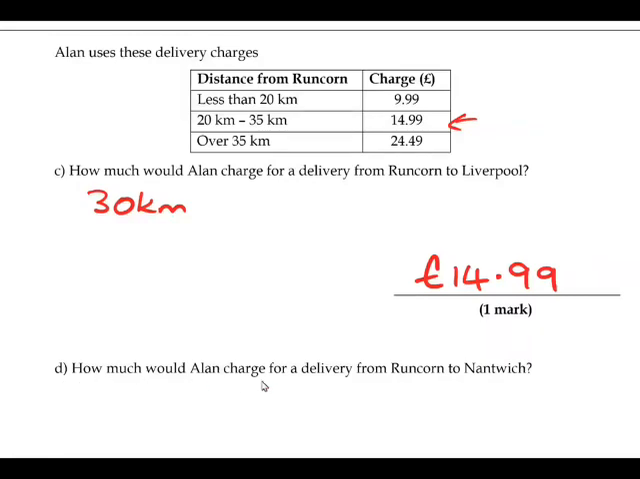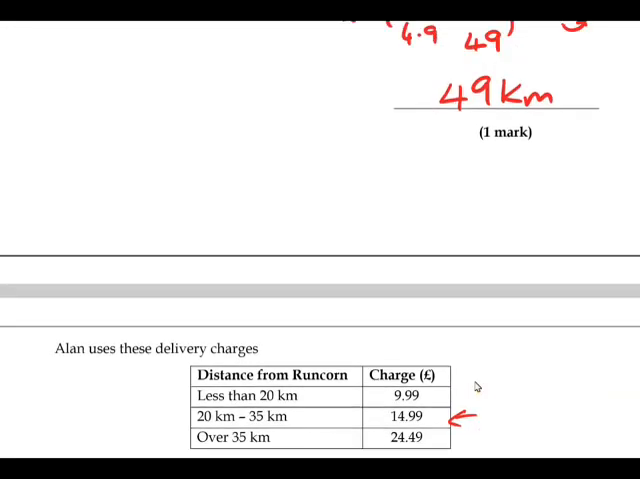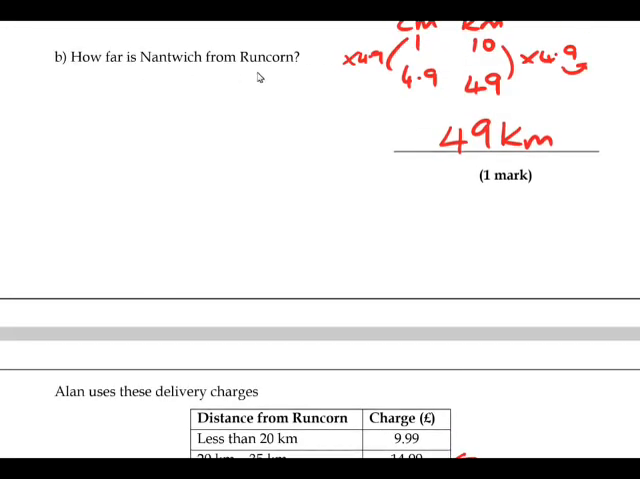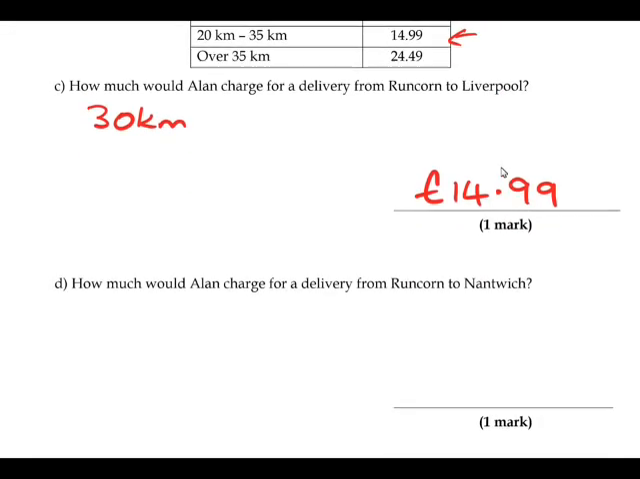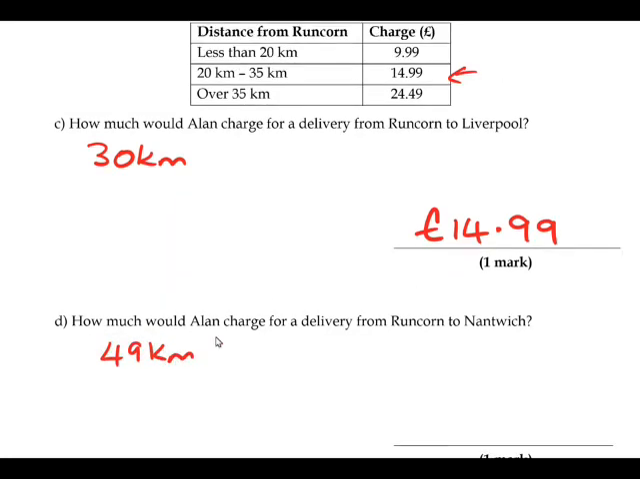Part D, how much would Alan charge for a delivery from Runcorn to Nantwich? Just to remind ourselves, the mileage from Runcorn to Nantwich is 49 kilometres. So looking at our table, over 35 kilometres is £24.49. And again, that's 1 mark.